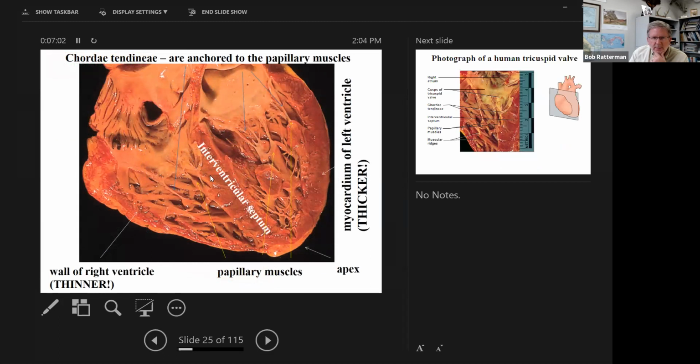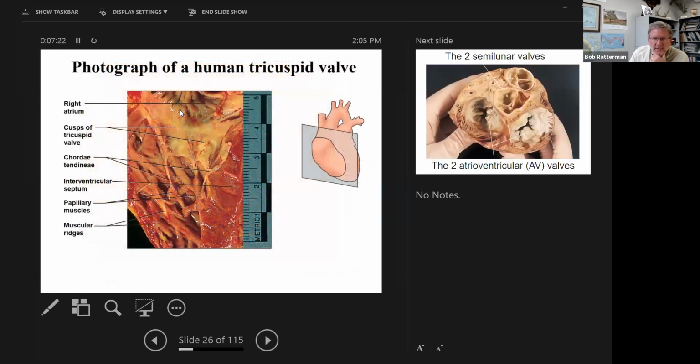These are just some obvious photographs from a dissected human heart. This is a fresh heart because you can see how red the myocardium here is and the interventricular septum. The fact that it's bloody means it was just obtained from a fresh cadaver. And this is just zooming in on some of the chordae tendineae and the papillary muscles. I know that this is the right ventricle here because of how thin the wall is.